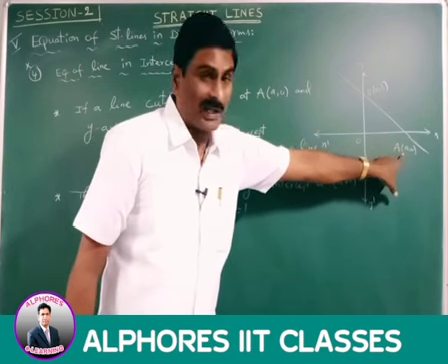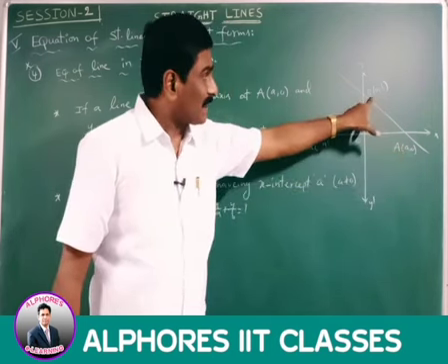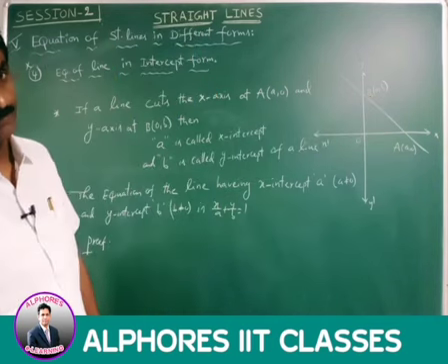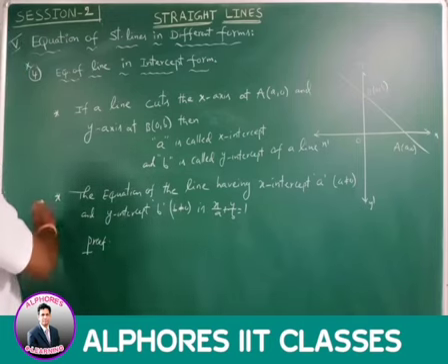A comma 0, it cuts the x-axis at A comma 0, so A is called x-intercept. It cuts the y-axis at 0 comma B, B is said to be y-intercept. Okay, next. This is the statement.